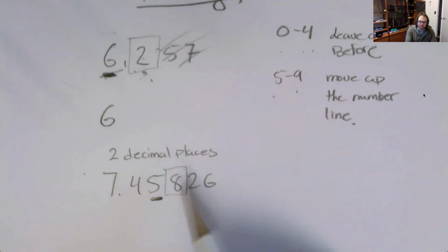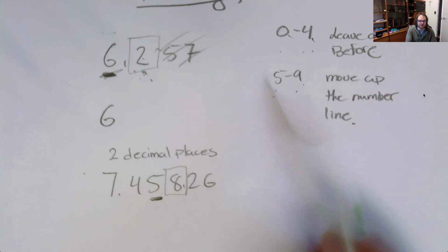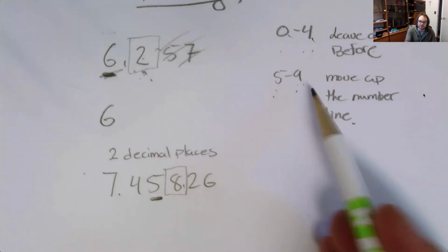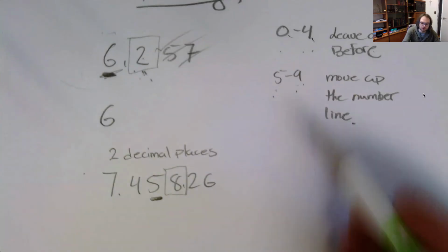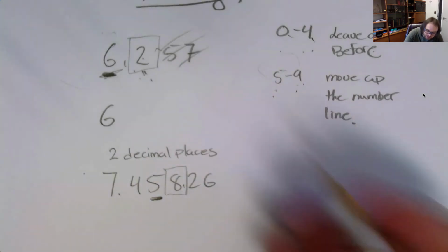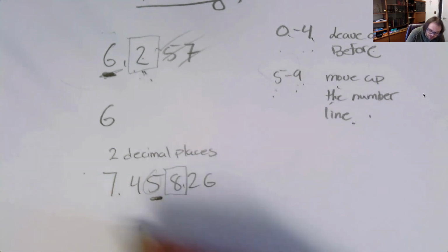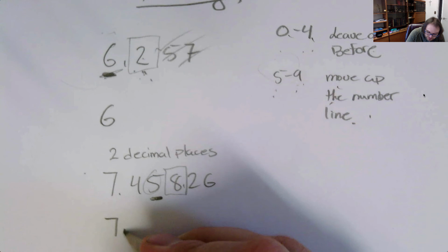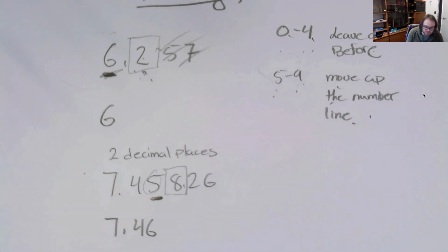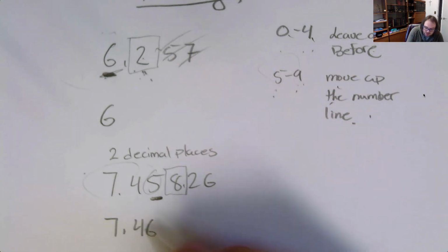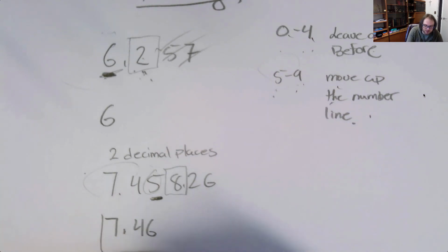Well, I look at 8. Is 8 between 0 and 4? No, it's not. Is 8 between 5 and 9? Is 8 either 5 to 9 or any number in there? It is. 8 is somewhere in here. It belongs in this section. So if I look at this, that means we move up the number line. So this number here, we have to move up the number line. So I'm going to end up getting 7.46. These numbers are not affected. It's only this place there, and that will be my answer.